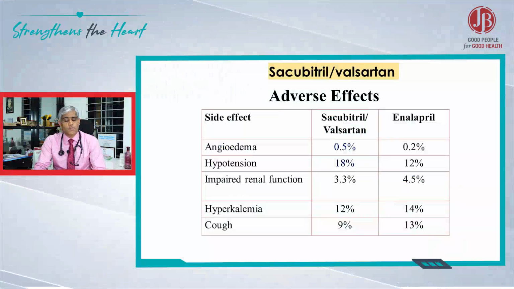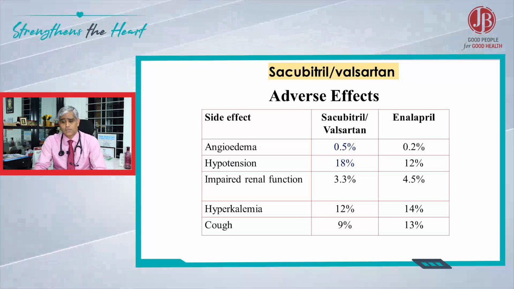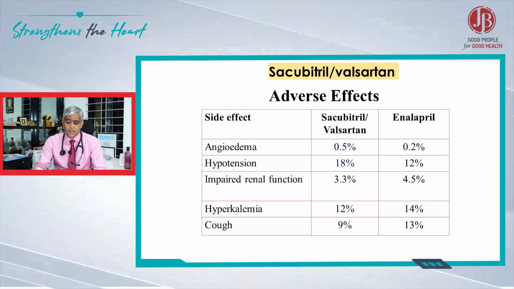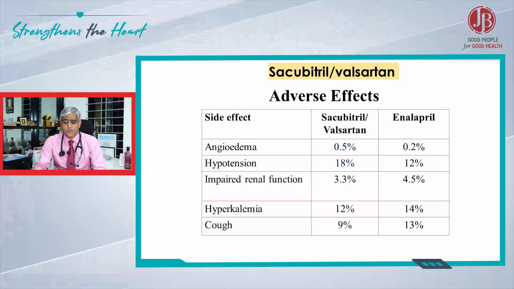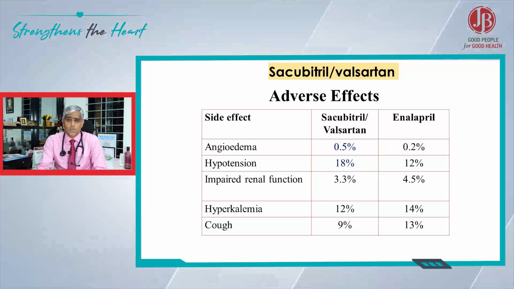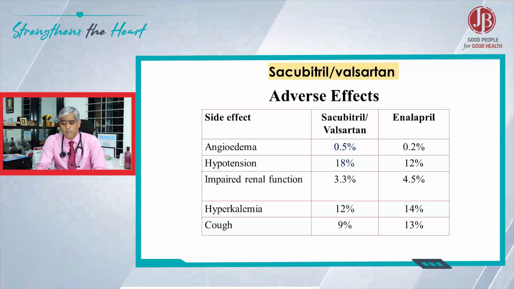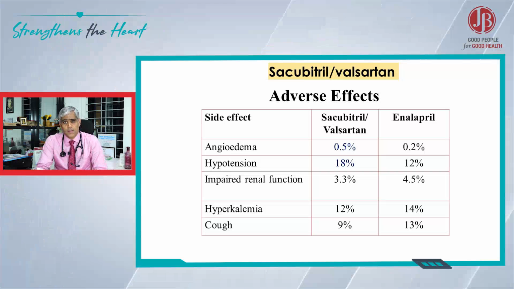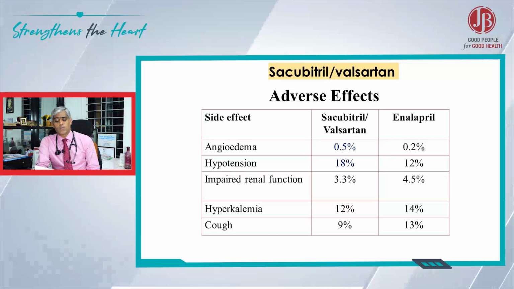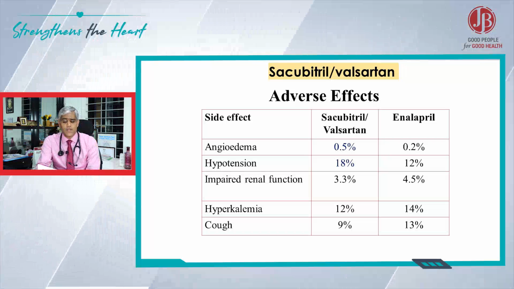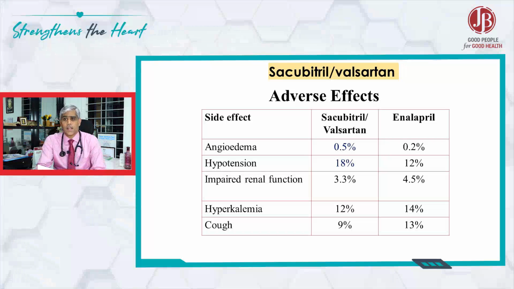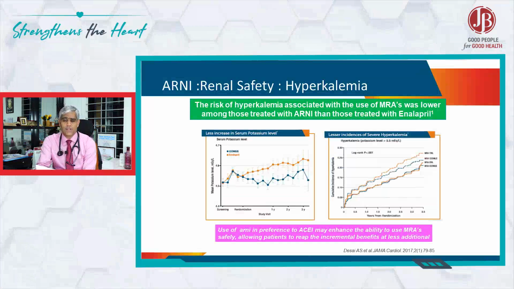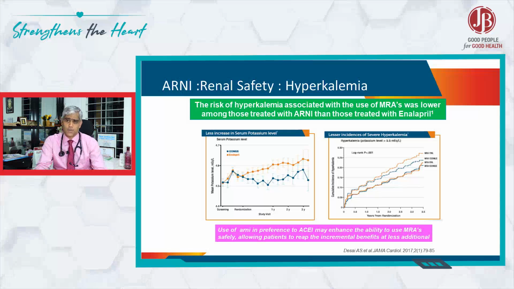We see the side effect profile or adverse events of sacubitril valsartan versus enalapril in the PARADIGM trial. The commonest is hypotension, which was more pronounced with the ARNI as compared to the enalapril, and second was hyperkalemia, where it was again around 12%, followed by cough 9%, and then impaired renal function and angioedema. Though they were lesser, they were comparable, or in fact to an extent better than the enalapril.